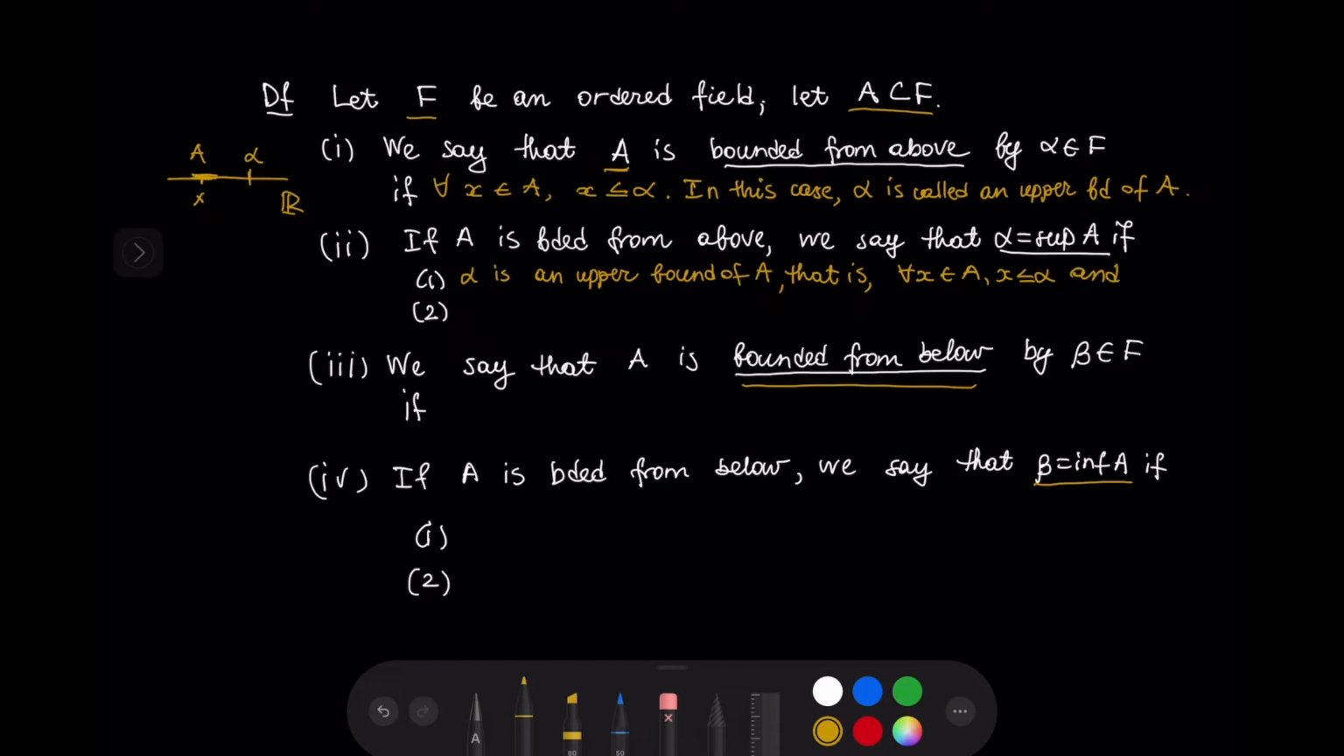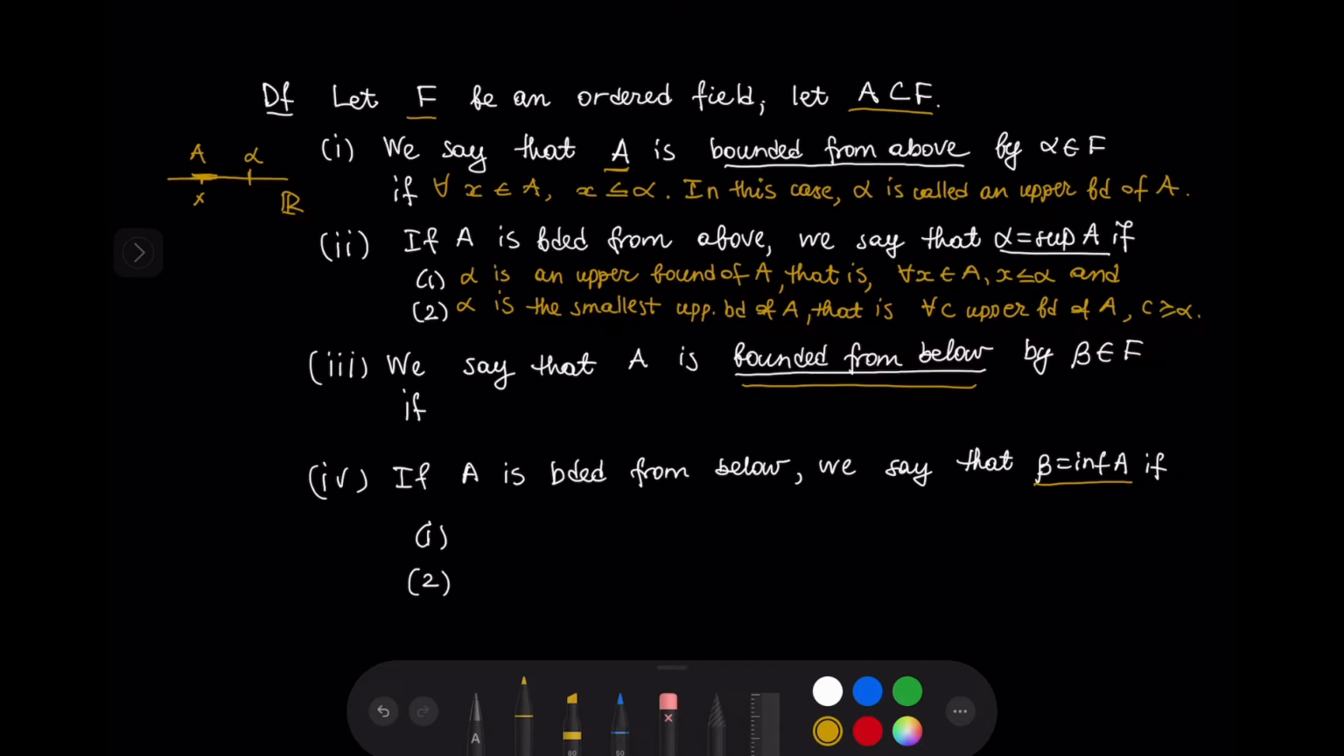And the second condition is that alpha is the smallest upper bound of A. That is, for every C upper bound of A, C is greater than or equal to alpha. So if we take any other upper bound of A, it is greater than or equal to alpha.